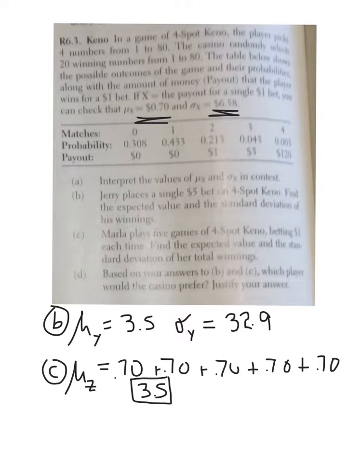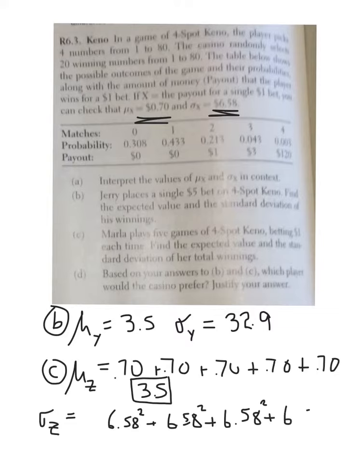But what about the standard deviation? So the standard deviation for Marla would be, we would have to take, how much was it? $6.58, square it, plus $6.58. Right, we're going to do this 5 times, and square it, $6.58, and so on and so forth, and square it. Okay, 5 times. And then take the square root.